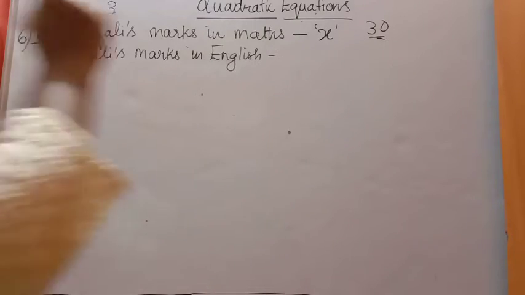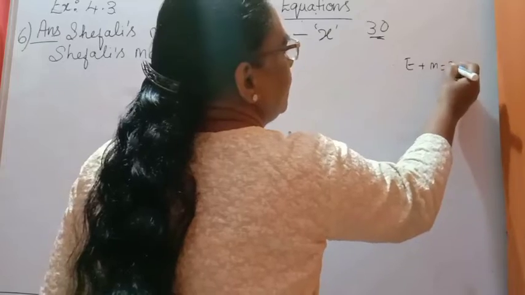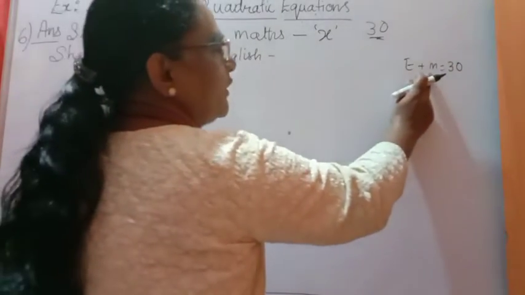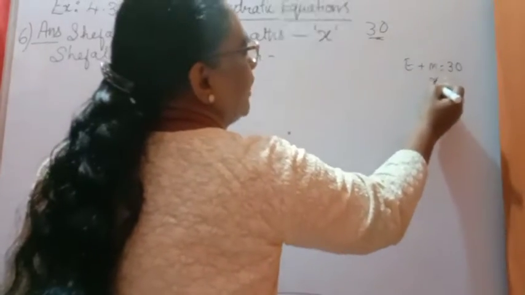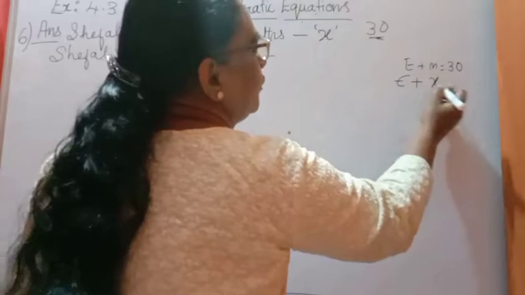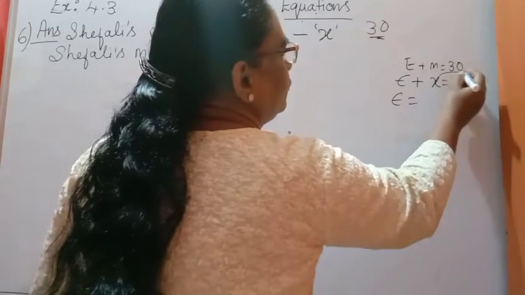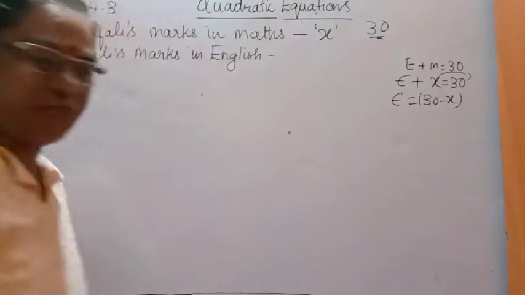English plus maths is equal to 30. Marks scored in English plus marks scored in mathematics will give you 30. For mathematics we have kept X. For English we don't know, we will find out how much it is. So English marks is equal to, shifting X here, that will become 30 minus X.